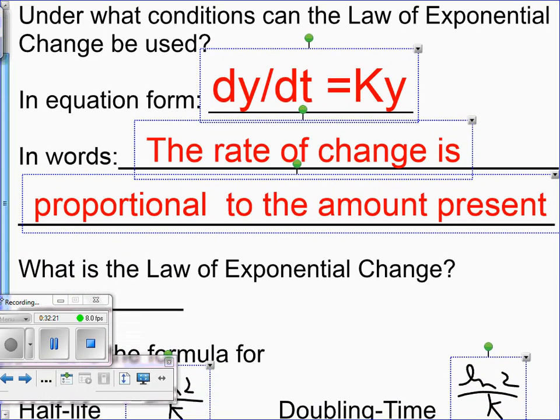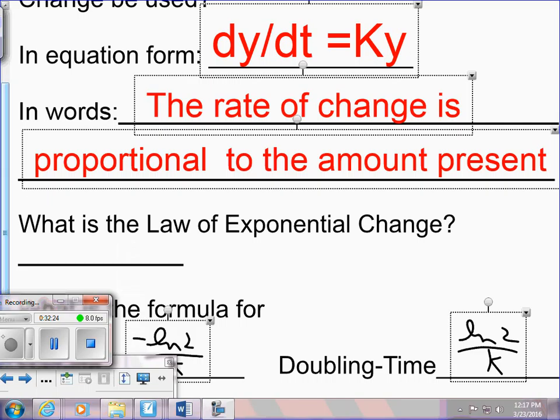Whenever you see the words, the rate of change is proportional to the amount present. Not proportional to the amount present plus 2. No, can't use it then. And just proportional to the amount present, you can use it. Otherwise you have to separate and integrate from scratch. This is just the ready-made solution that you can use. And what is the law of exponential change?